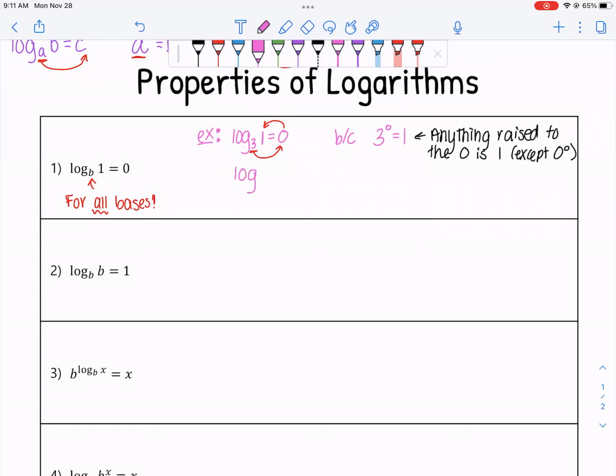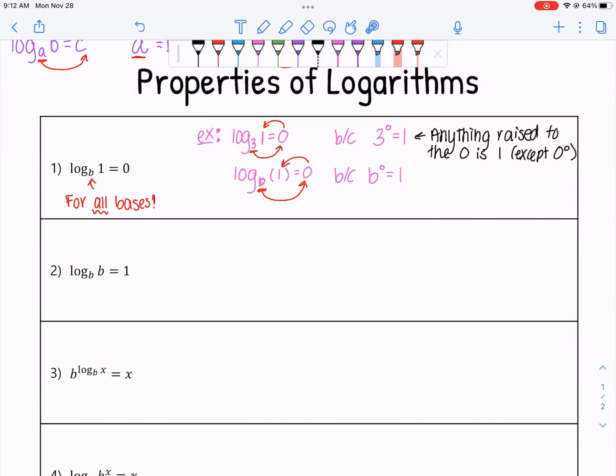If you plug 1 into a logarithm, you're going to get 0. It doesn't matter what the base is. You can make the base something generic like base B. Log base B of 1 is equal to 0 because B raised to the 0 will be equal to 1. So log base B of 1 is equal to 0.